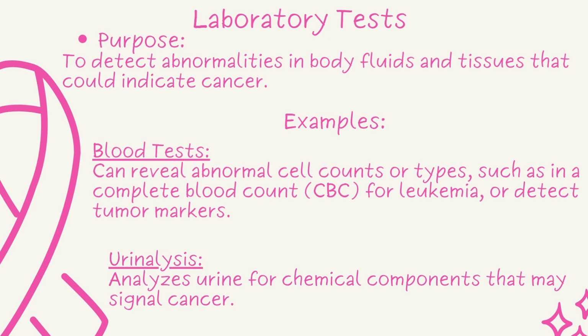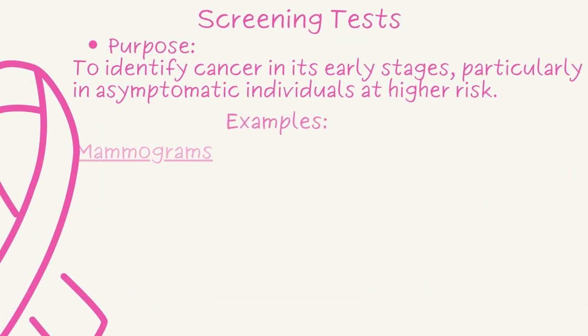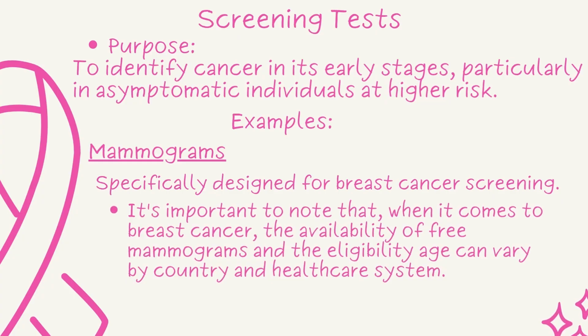Urinalysis. This involves analyzing urine for chemical components that may signal cancer. Don't worry, it's just a fancy way of saying we need to check your pee. Screening tests. Purpose? To catch cancer in its early stages, especially in those asymptomatic individuals who may be at higher risk. Examples? Mammograms. These are specially designed for breast cancer screening.